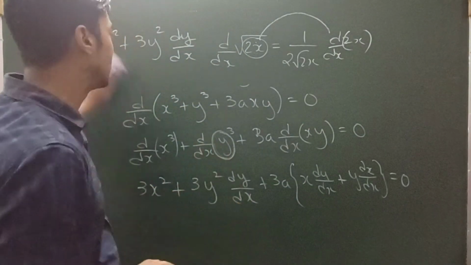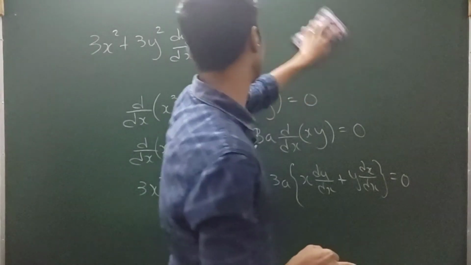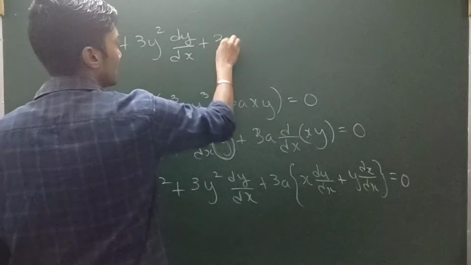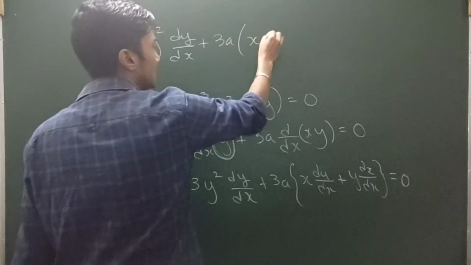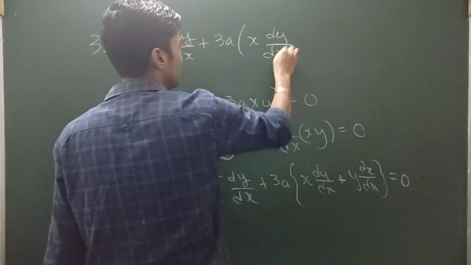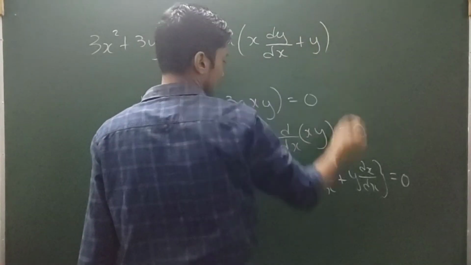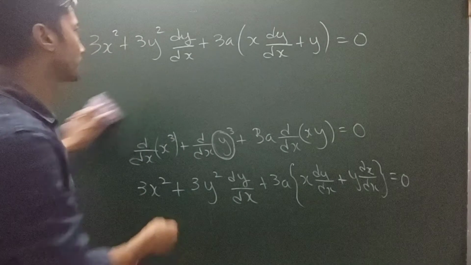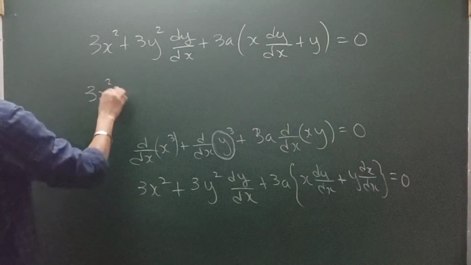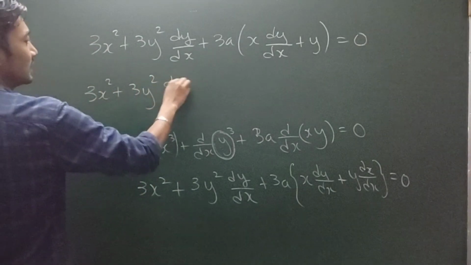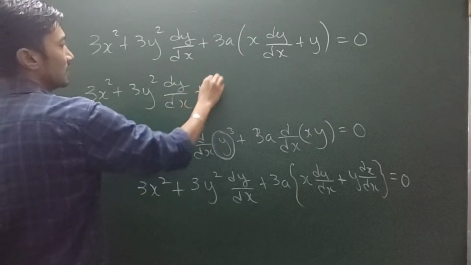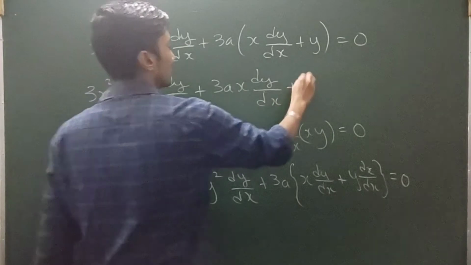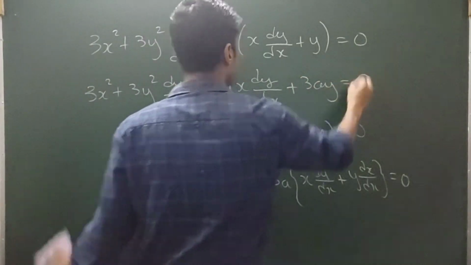Okay, so it's not a big deal. It's all in the state of your mind only. So don't think that this is not possible. It's simple. Just that we need to know x with respect to x is 1. So now let's simplify this. 3y squared dy by dx plus 3ax dy by dx plus 3ay is equal to 0.